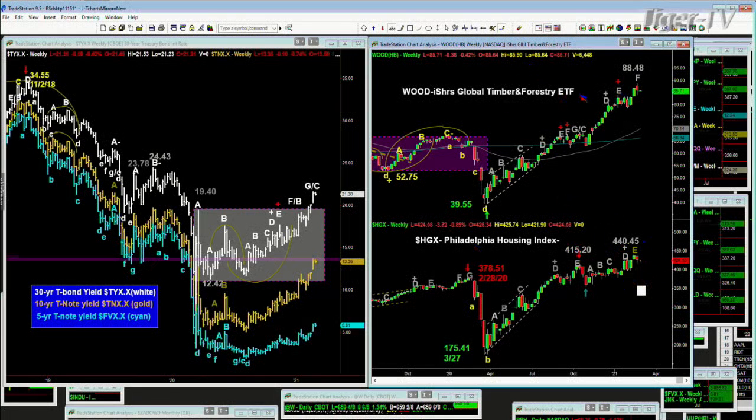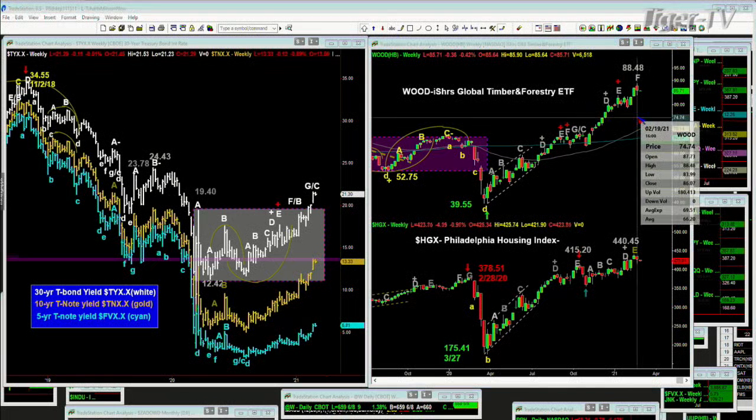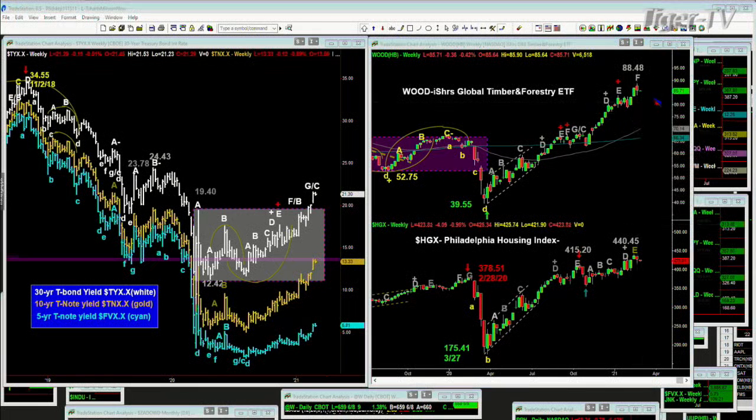And WOOD, the iShares, remember I spoke about how copper's been so strong, and that's international. That's an international currency in the sense that it's talking about worldwide economic action being so strong in copper. So to put it together with timber and forestry, which went to an all-time high just last week, 88.48, yep, all-time high. That's amazing. So we've got to consider that it's time for a little bit of a rest. I don't have any problem with that at all.